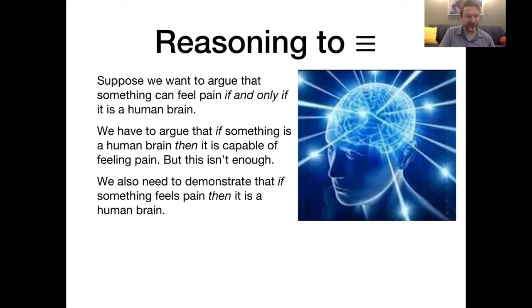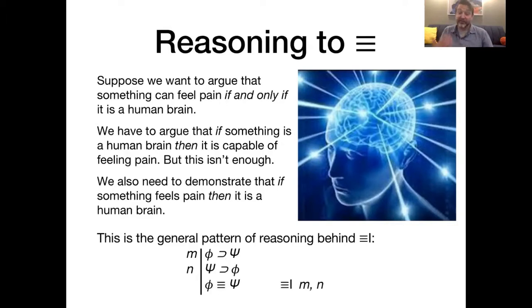So this is a general pattern of reasoning behind biconditional introduction. What we do is we essentially perform two conditional introductions. We show at some point that if phi is true, then psi follows, and we show at some other point that if psi is true, then phi follows. So these two steps, M and N, need to appear at some point in your argument.